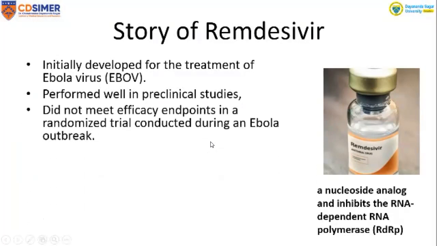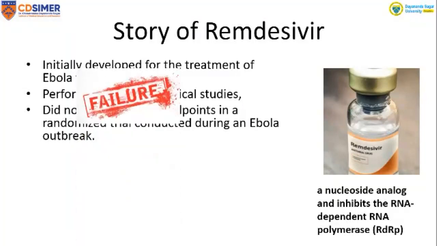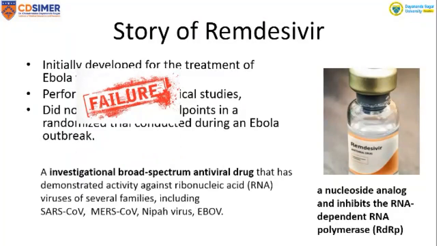So it failed. It also did not do well in the randomized clinical trials, the human testing they also did, and it did not do well in curing the Ebola virus. So it is a failure. Remdesivir was a failure. So you may be wondering, then this failed drug, how did they use it for treating coronavirus infection? But it was considered that it is a broad spectrum antiviral drug.